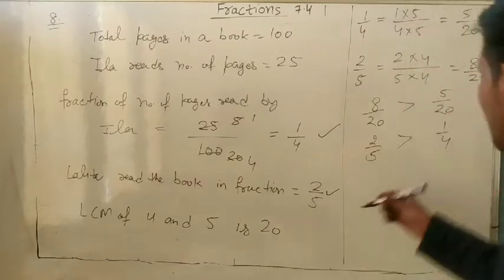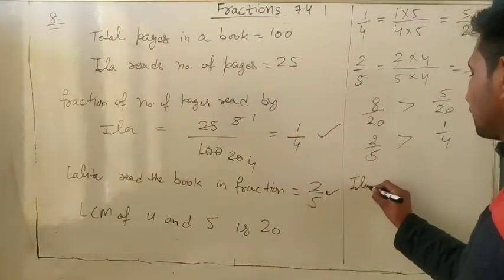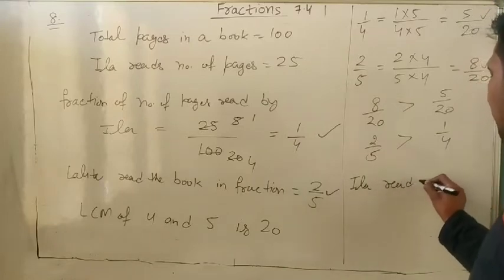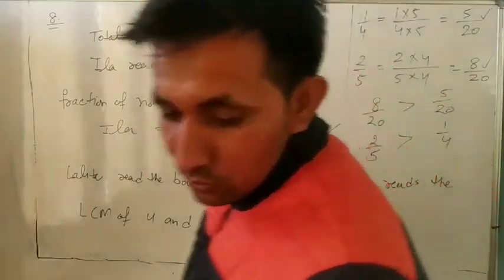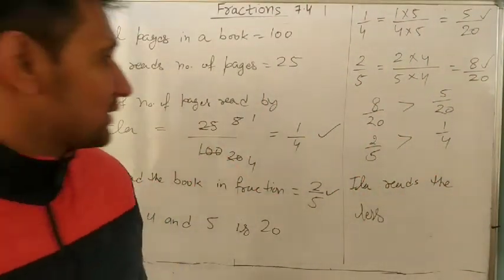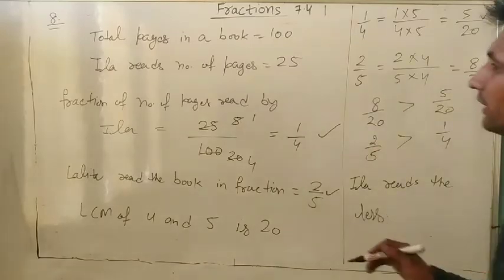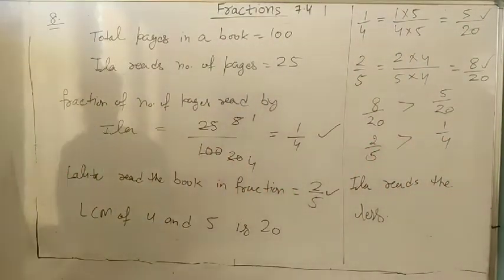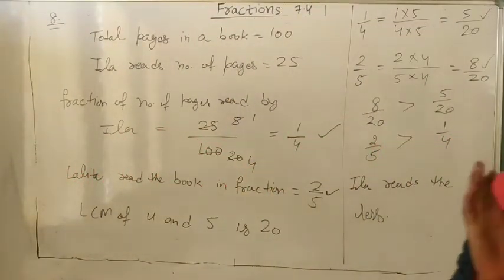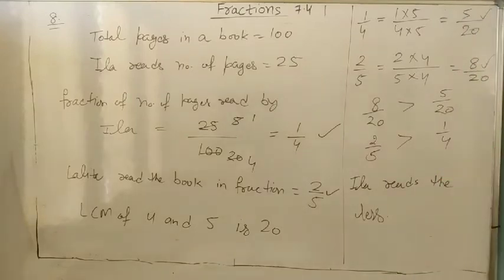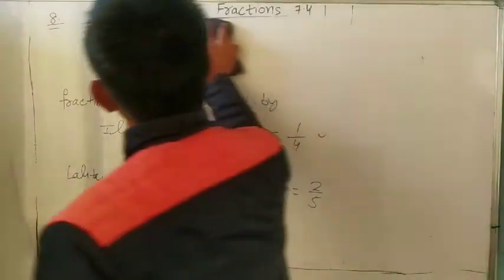But in the question what do we want to find? Who read less? So read less is 1 upon 4. Who is that? Ela. So Ela reads less. He is asking who read less, so Ela reads less. Okay, it is very simple. Only you have to compare. Do you understand how we can compare fractions? By making the denominator the same. Next, question number 9 you will do yourself.